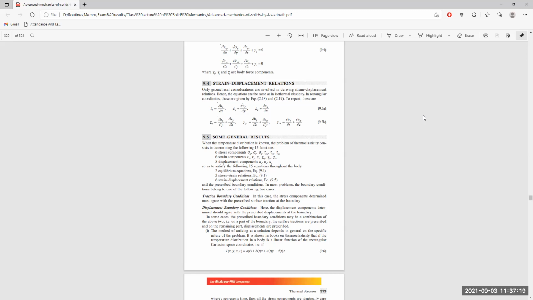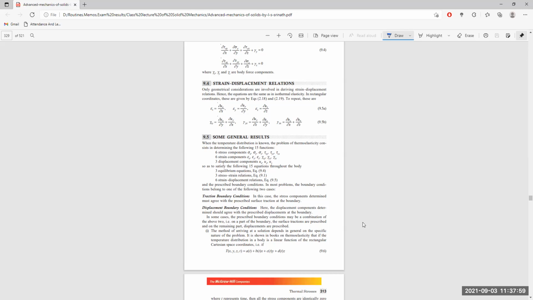Let us start now. Basically, yesterday we started the thermal stresses and went through the fundamentals of thermal stresses once again.